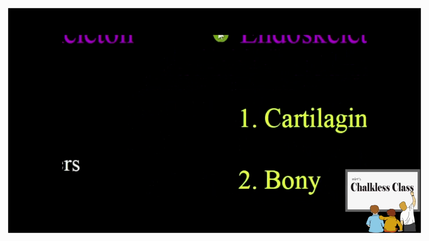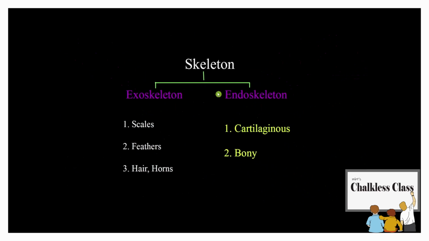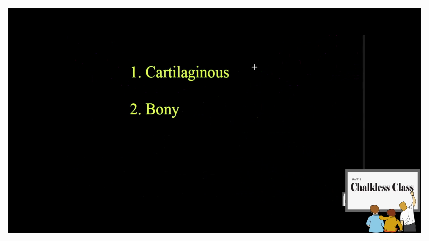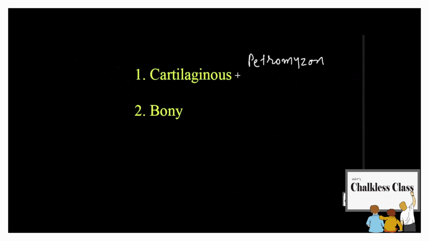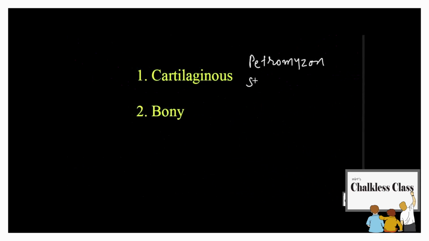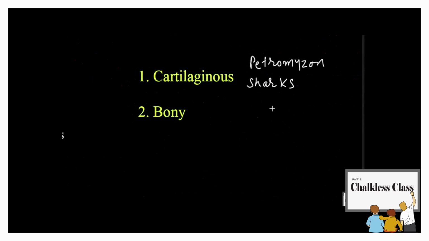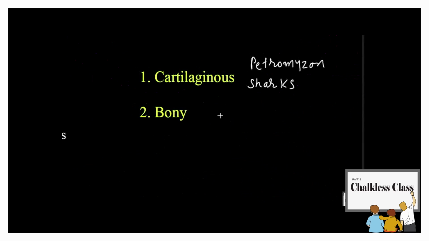The endoskeleton in vertebrates may be made up of cartilage or bone. Cartilaginous endoskeleton is present in chondrichthyes and cyclostomes. Petromyzon is a jawless fish. It has cartilaginous endoskeleton. The chondrichthyes include sharks and rays. Their endoskeleton is cartilaginous, so these are also called cartilaginous fishes.